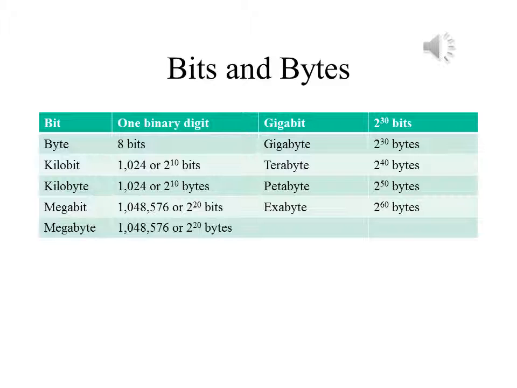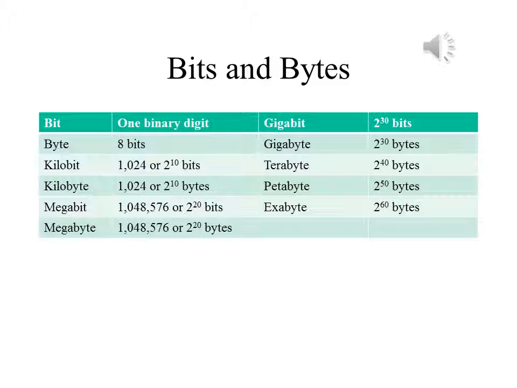Kilo means 1,000. But a kilobyte isn't 1,000 bytes, it's 1,024 bytes, which is 2 to the 10th power. It's important to remember that in computer science, we like to work with powers of 2. Similarly, a megabyte is 1,024 kilobytes, or 1,048,576 bytes. A gigabyte is 1,024 megabytes, and a terabyte is 1,024 gigabytes.